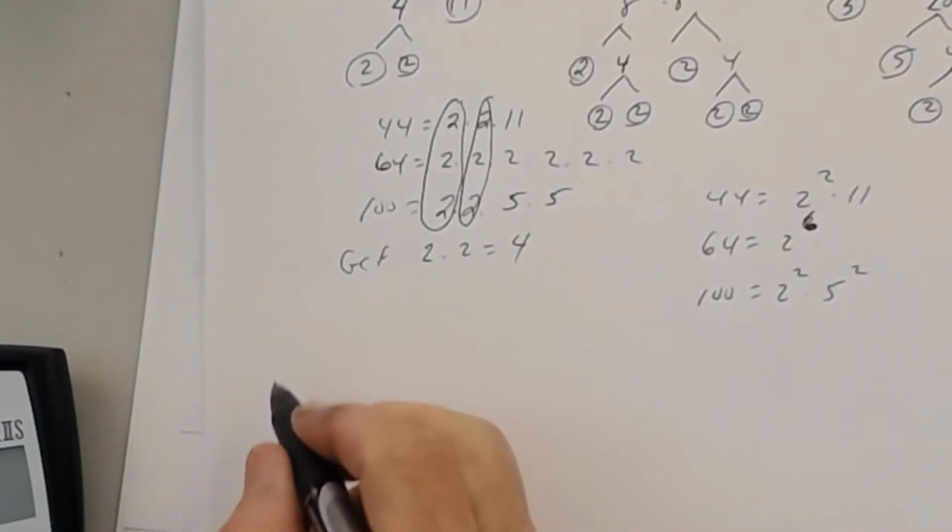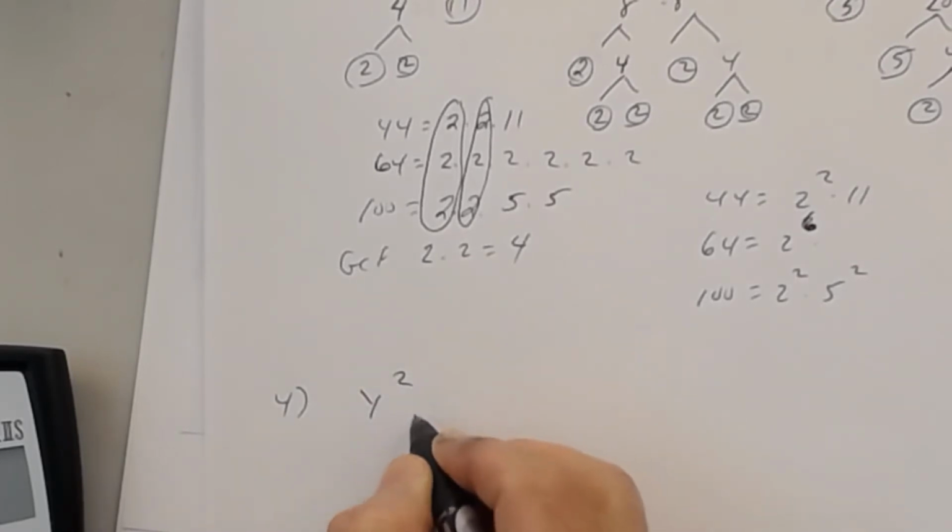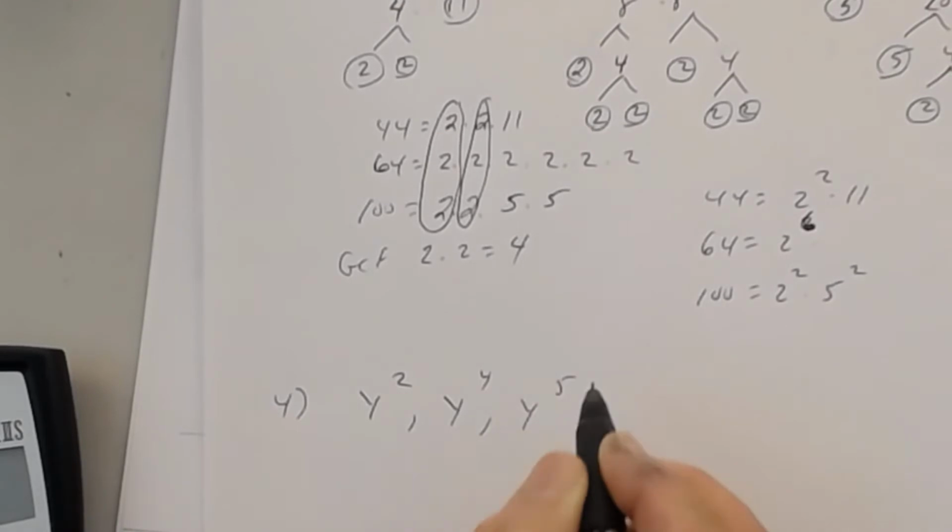Now, let's look at number 4. Find the GCF of y squared, y to the 4th, y to the 5th. So you think the GCF is y squared? Yes, that's the one. Why? Because their exponents are different. Remember, the word GCF has the word common in it, right? Whatever you say the GCF is, that factor better go into all of them. If you don't think it's y squared, what would you think of? 1?